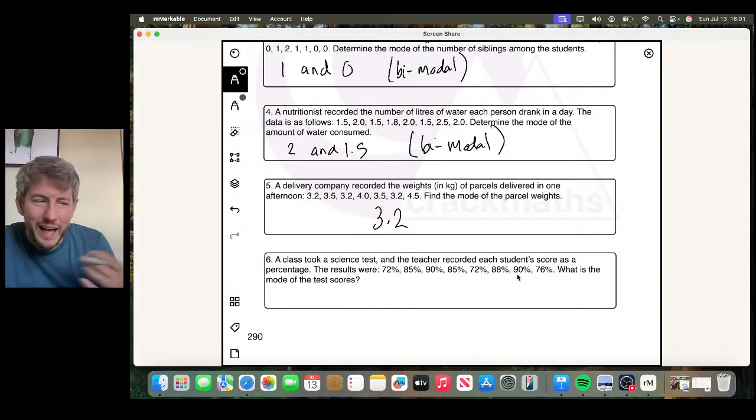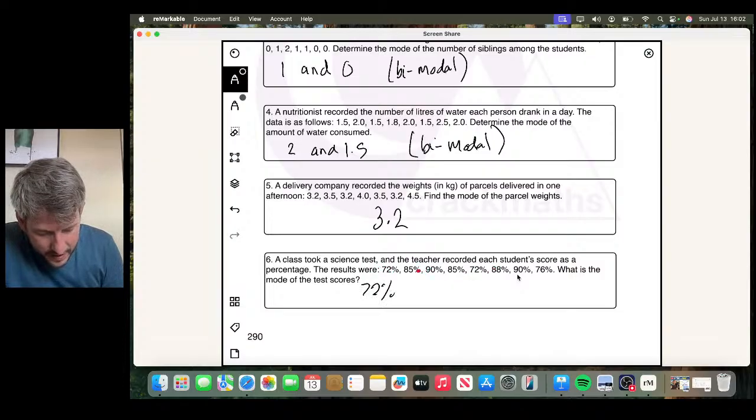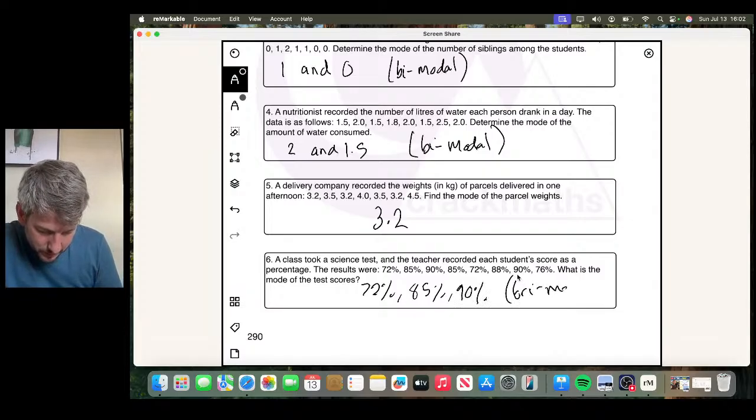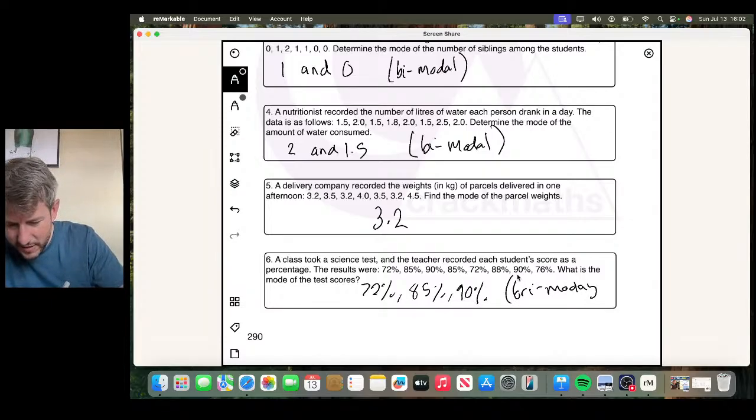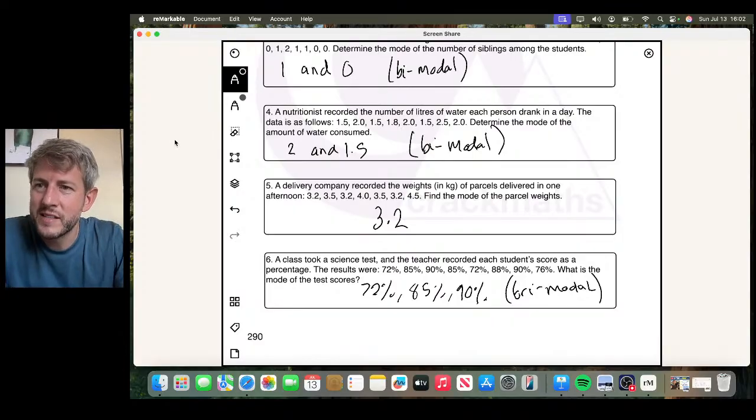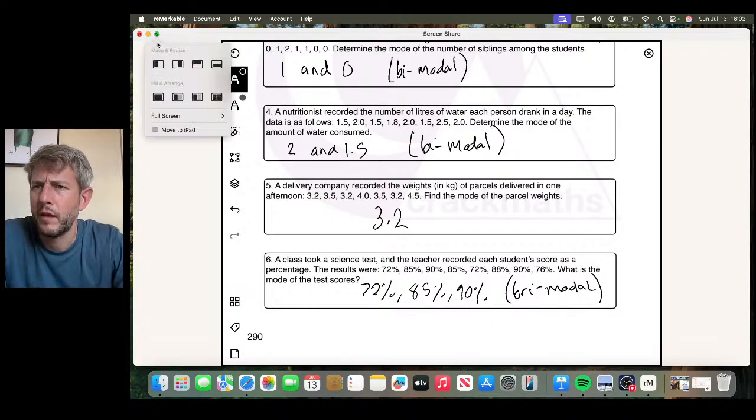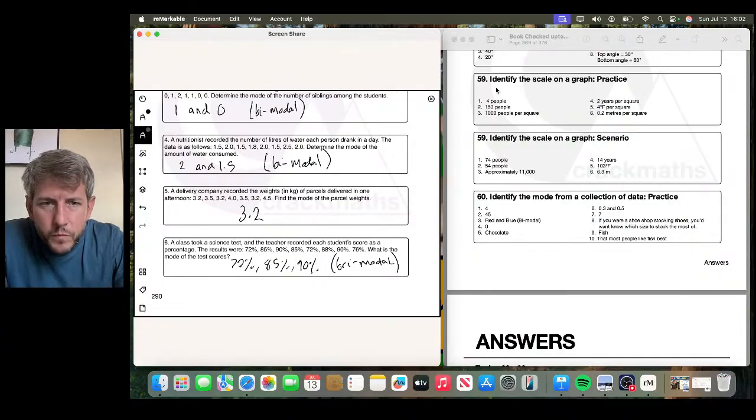Okay, as long as there are numbers that appear more than others, there is a mode. If they were all exactly the same, we'd say there was no mode. So it's going to be 72. Okay, it's going to be 85, and it's going to be 90. And I guess we'd call this trimodal. Okay, right, so let's get these 6 questions marked. Okay, so here we go.